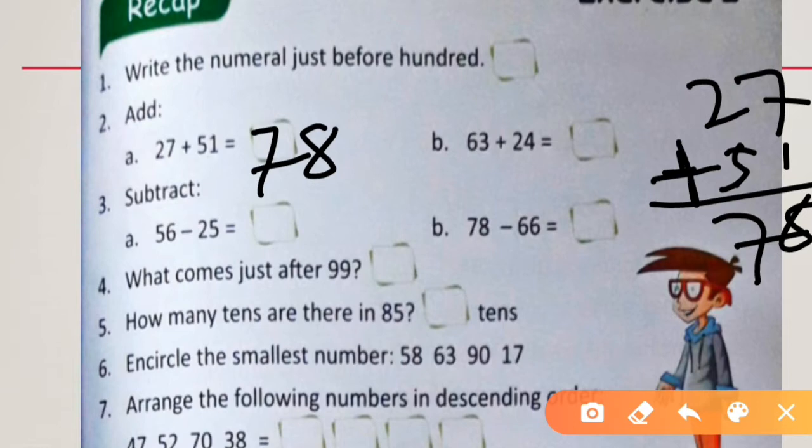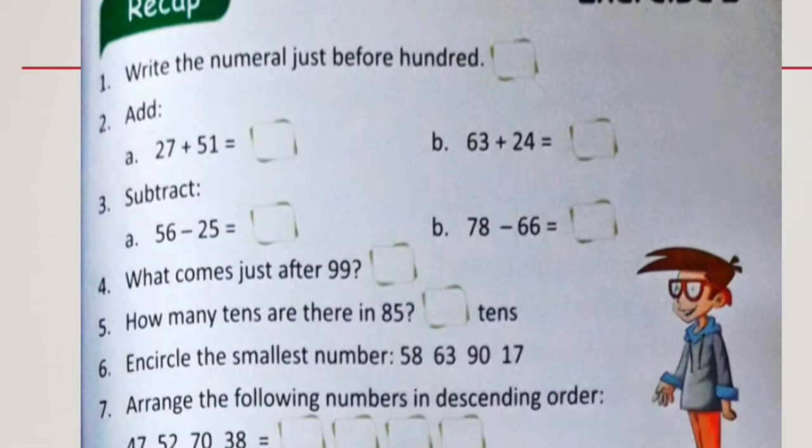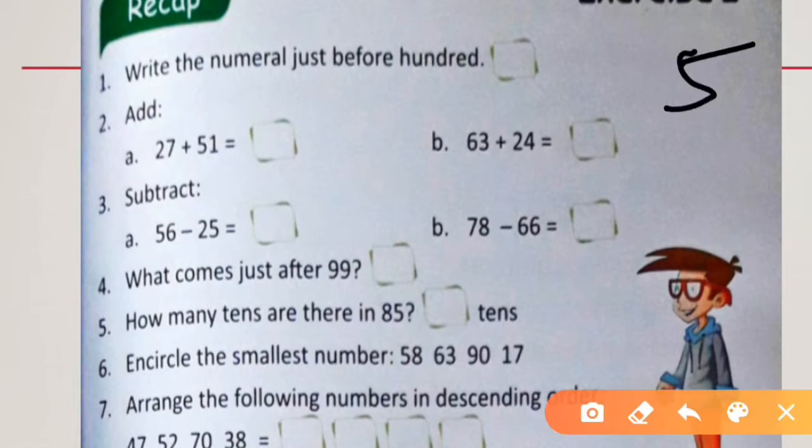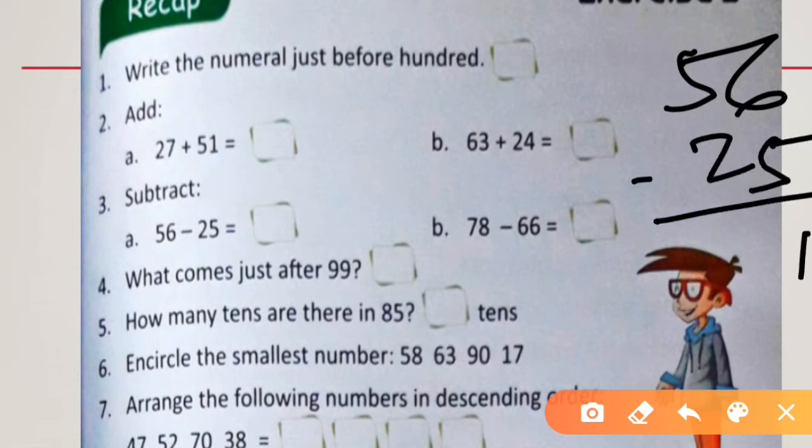In this way, solve this one. Write this in your copy, left side of your copy. Then write the answer here. Subtract. Same way we have to perform subtract. 56, 25. Then subtract 1, 3 and write the answer.